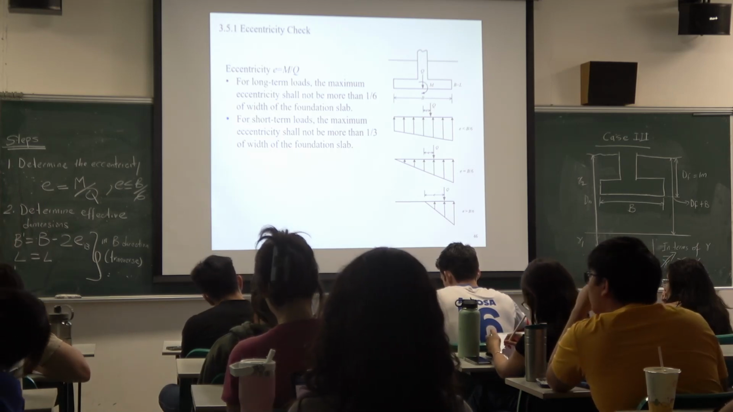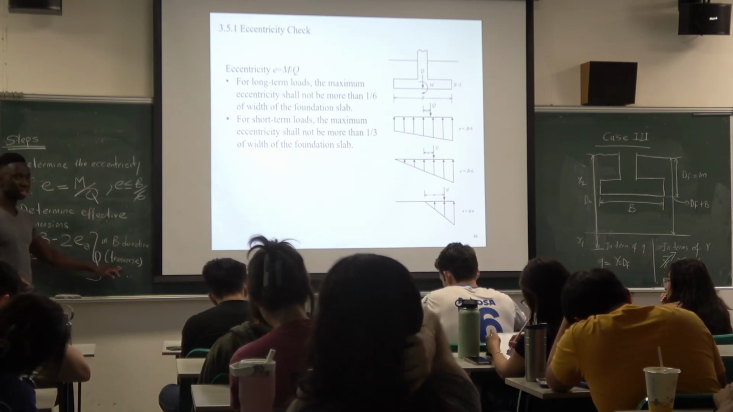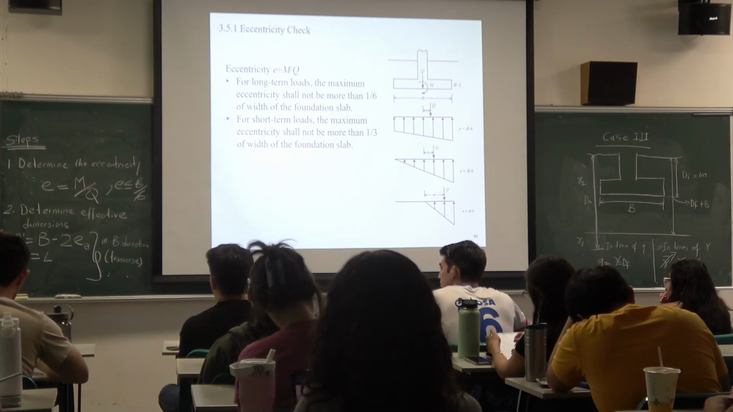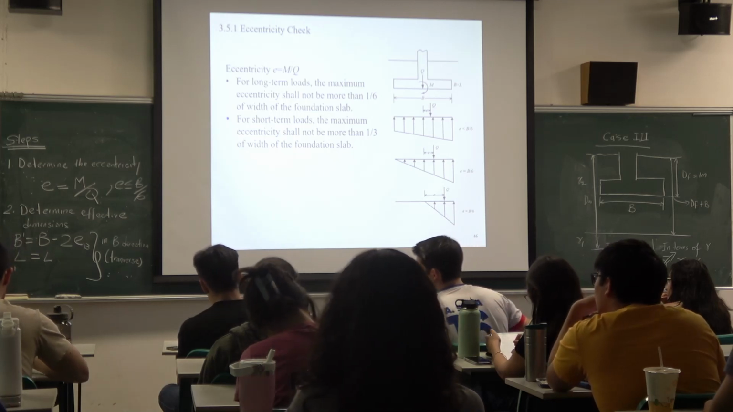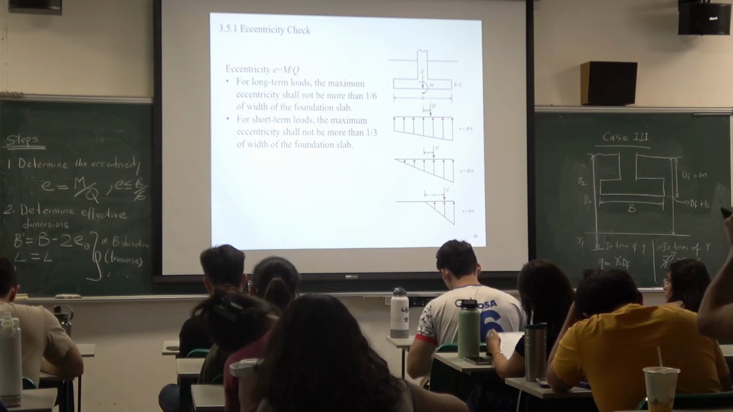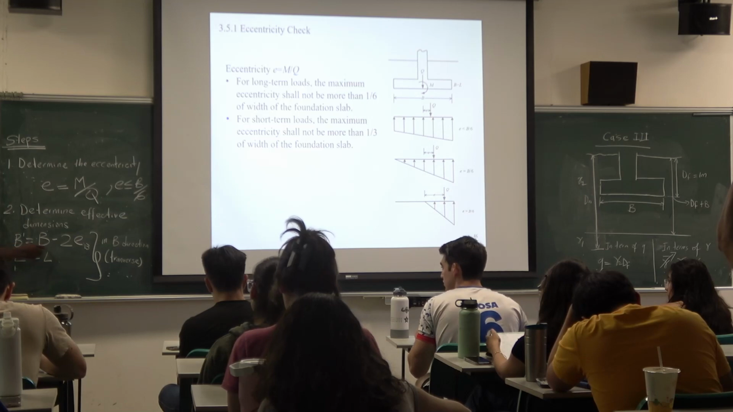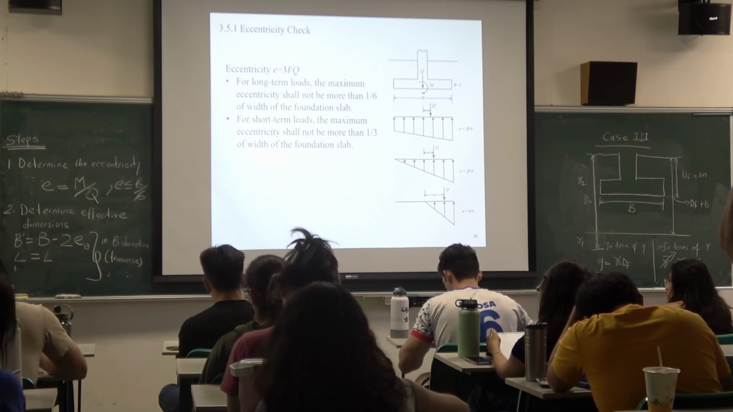So if the question tells you that the eccentricity is in the B direction, or in the transverse direction, you use this. You find what the effective width is, because the eccentricity is along the B direction, so you just use this.